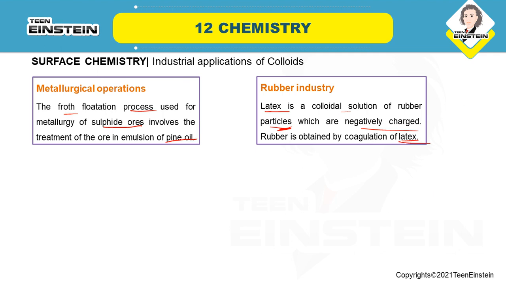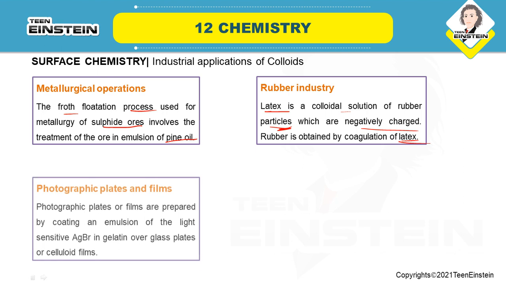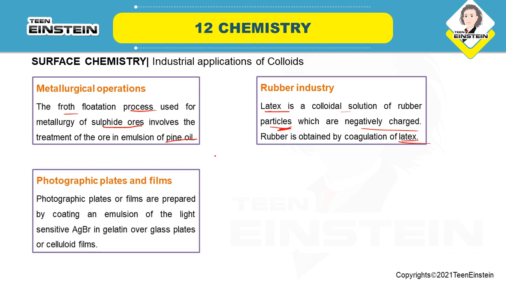And why is it possible? Because latex itself is colloidal in nature. So that is why coagulation is possible, because whenever it is colloidal, that means it will always carry some charge, and if charge is present, then coagulation is possible when oppositely charged particles are mixed with it. Photographic plates and films. Photographic plates or films are prepared by coating an emulsion of the light sensitive silver bromide in gelatin over glass plates or celluloid films.